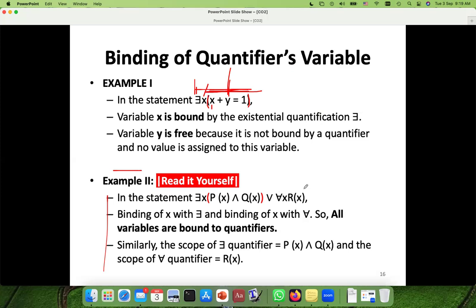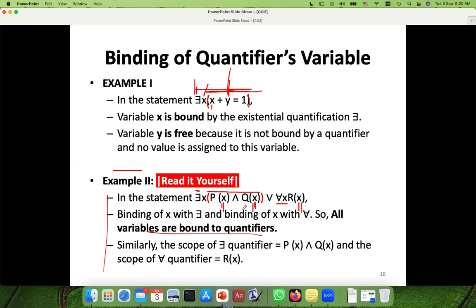So this existential quantifier is used with x. X is here, and the parenthesis is here. So this variable x is bound. And here r of x, this variable x is also bound by this quantifier. So you can say all the variables here are bound: this x is bound, this x is bound, this x is also bound, because it is part of the parentheses. So that's why you can say all variables are bound.